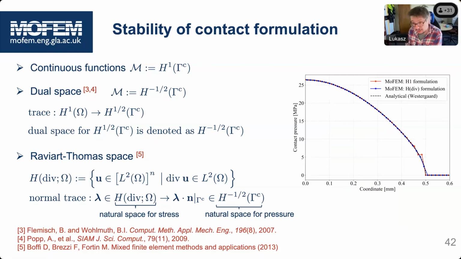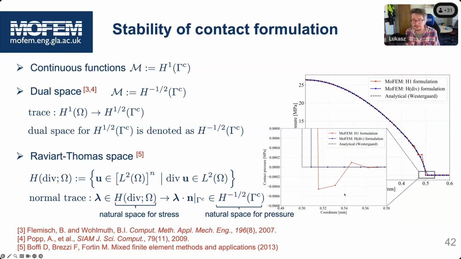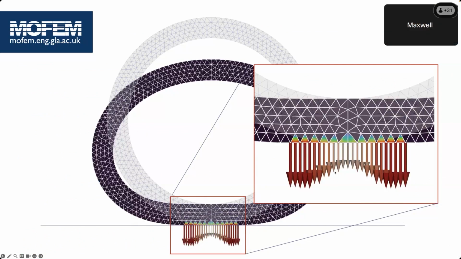That was working well. Once we did that step and solved the problem with the instabilities, we resolved the contact area completely. So you can see we add the H-div space on the boundary, and this is the H-div space in the volume, and the traction is a trace of this H-div space on the boundary.